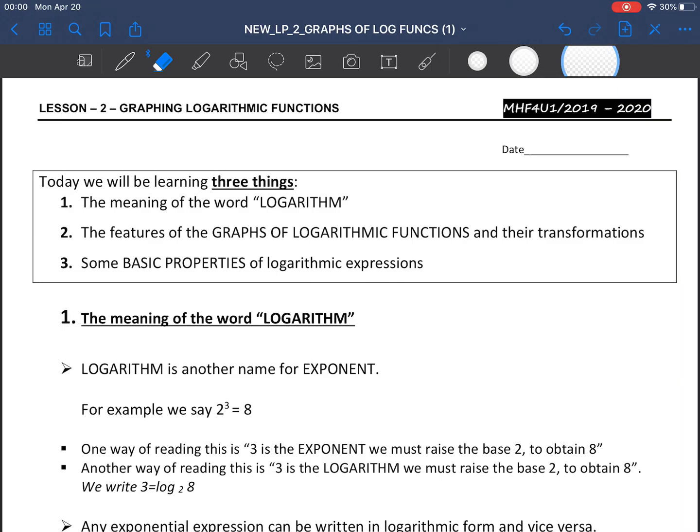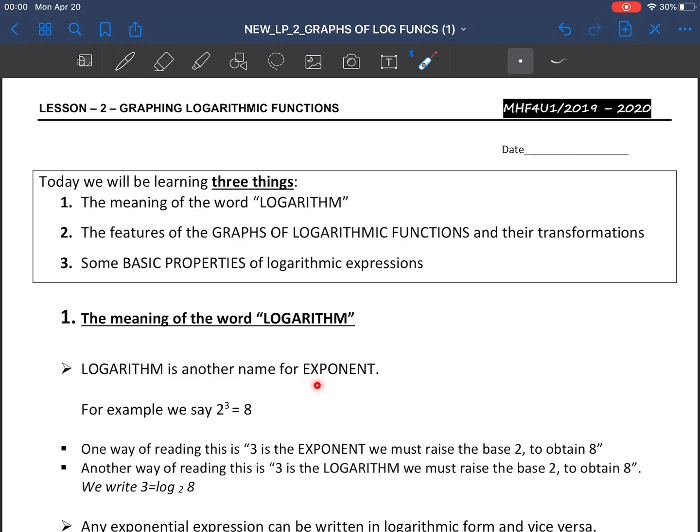Today's lesson is on logarithmic functions. Three things we'll focus on: the meaning of the word logarithm, the graphs of logarithmic functions, and some basic properties of log expressions.